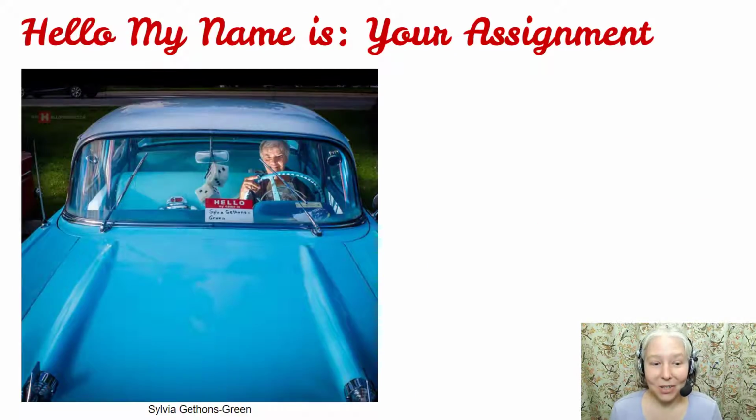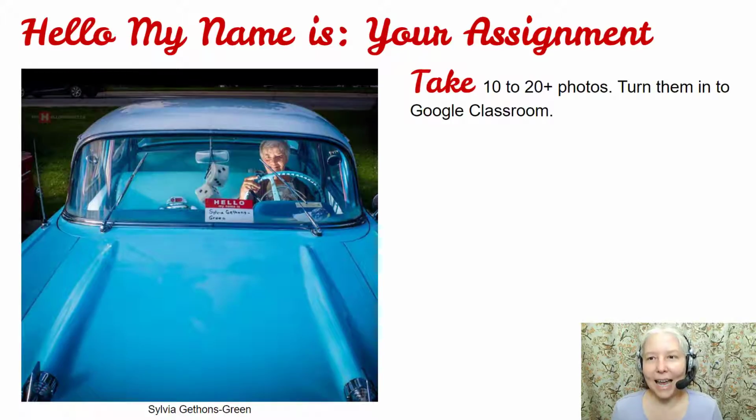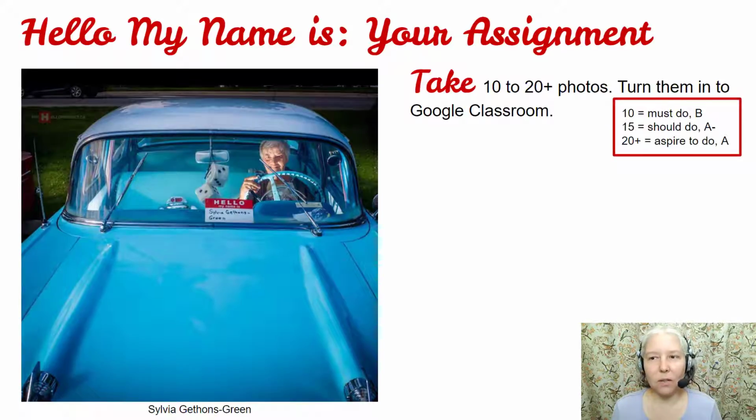So here is your assignment. Take 10 to 20 photos and turn them into Google Classroom. As a reminder, 10 photos is must do, which will earn a B, 15 photos is should do, which is an A minus, and 20 or more photos is aspire to do, which is an A.